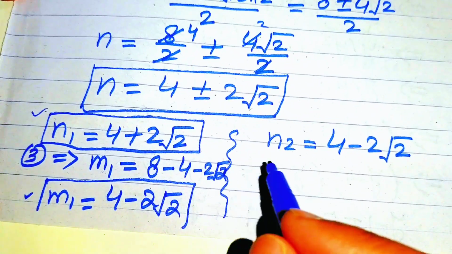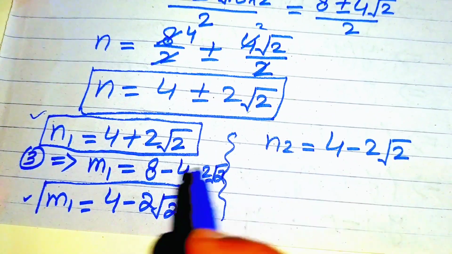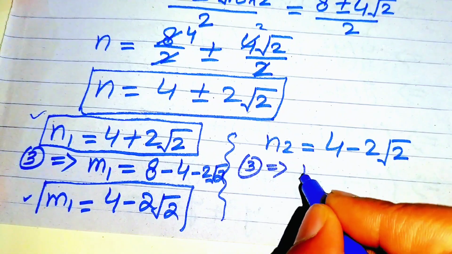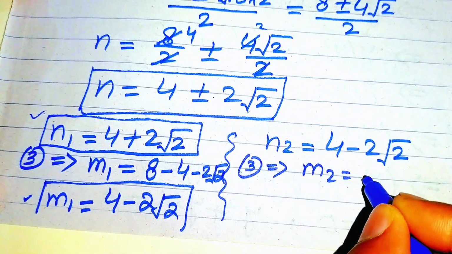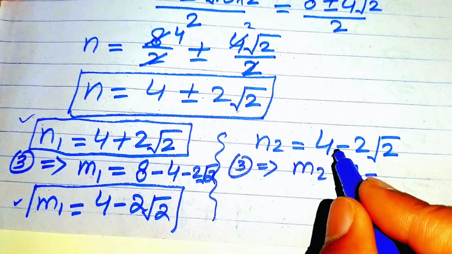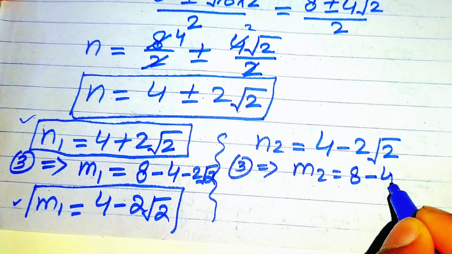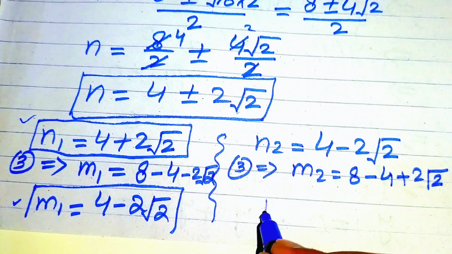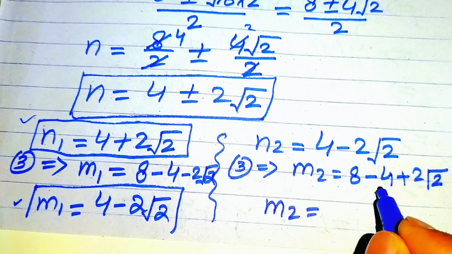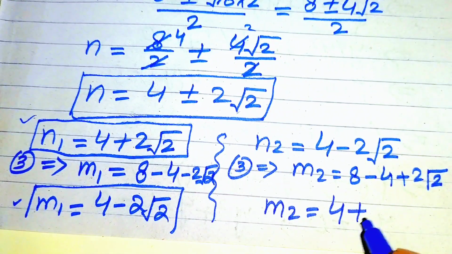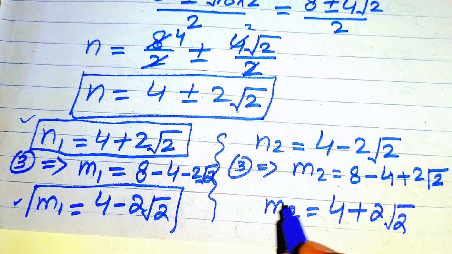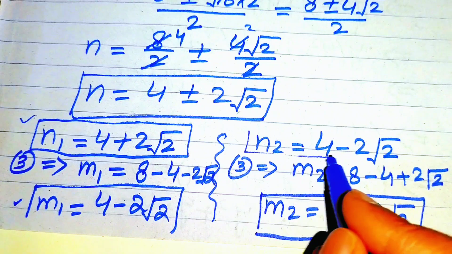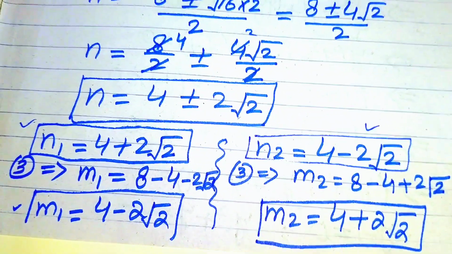So similarly we substitute the value of this n in equation number 3. So in equation number 3, m2 equals 8 minus n. So the value of n is 4 plus 2 times the square root of 2. So we get the value of m2 equals 8 minus 4, which is 4, and minus 2 times the square root of 2. So this is the value of m2 corresponding to the value of this n2.